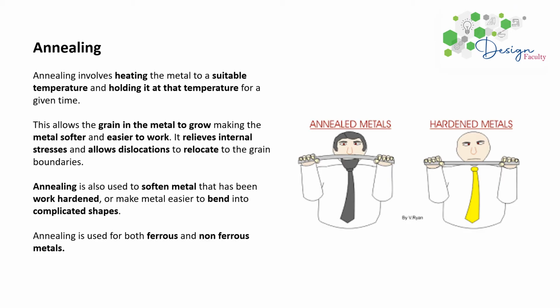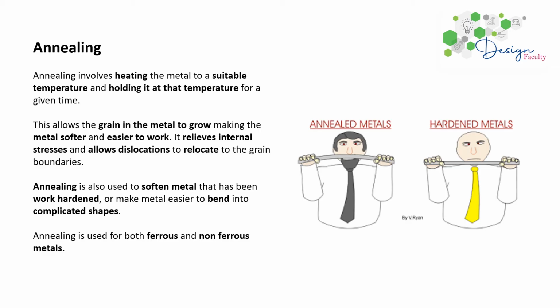Annealing, so we talked about annealing a little bit. It involves heating the metal to a suitable temperature. You hold it at that temperature for a bit of time, and then it allows the grains of the metal to grow, making it softer and easier to work with, relieving internal stresses, and allowing dislocations to relocate to the grain boundaries. It's used to soften metals that have been work hardened or to make metals easier to bend into complicated shapes. Now, annealing can be used on both ferrous and non-ferrous metals.